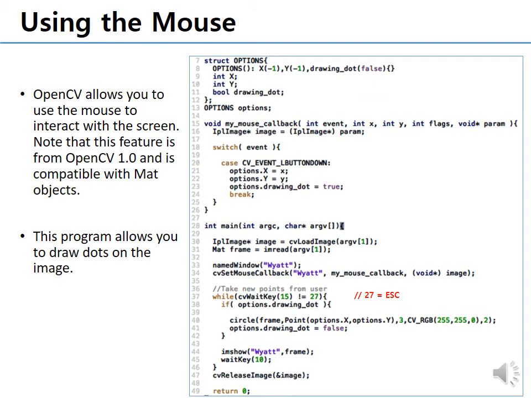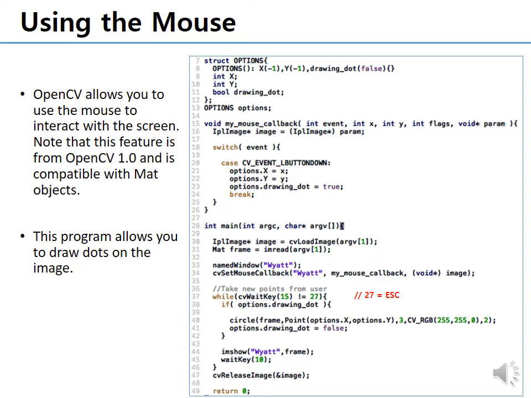OpenCV allows you to use a mouse to interact with the screen. Note that this feature is from OpenCV 1.0 and is compatible with a Mat object. So this program allows you to draw a dot on the image.